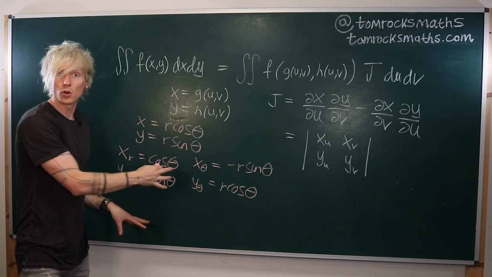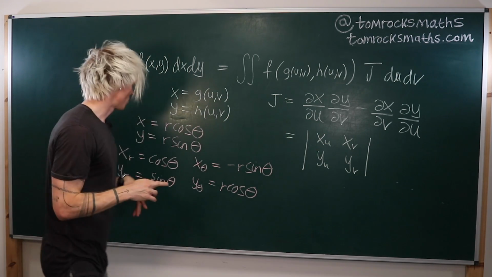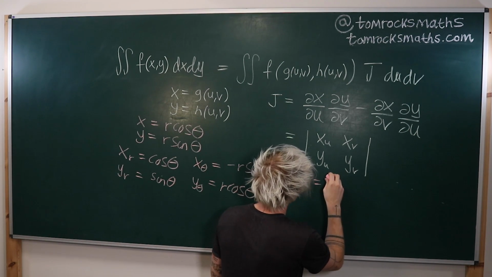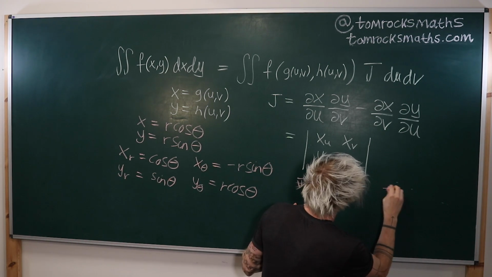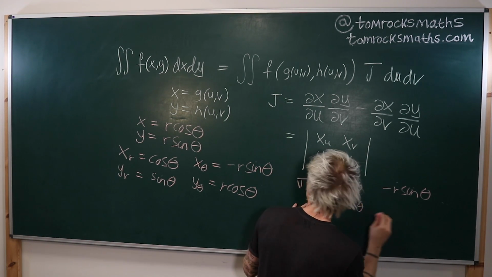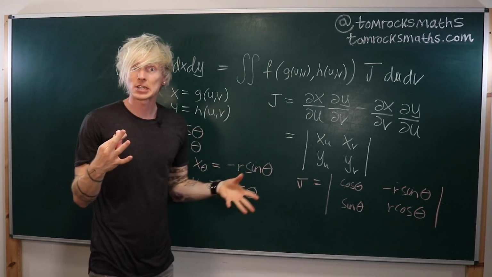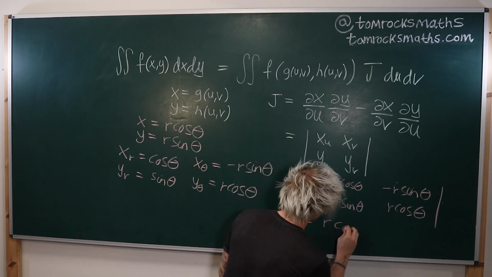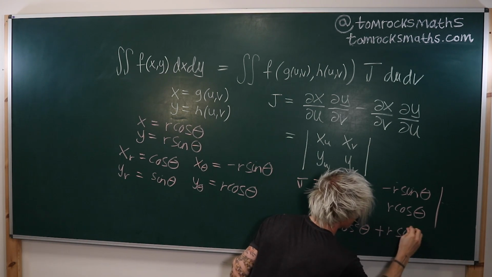So now we have the four partial derivatives we need to plug into our Jacobian formula. So we will get J is equal to the determinant of cos theta, minus r sine theta, sine theta, r cos theta. So calculating that determinant, we will get equals r times cos squared theta plus r times sine squared theta.